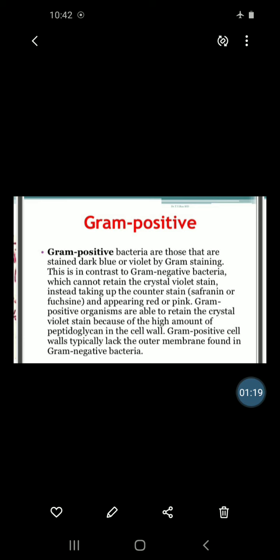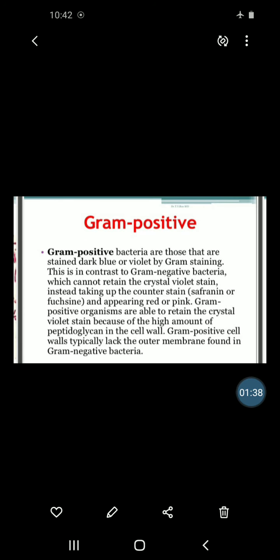Whereas the gram-positive organisms are able to retain the crystal violet stain because of the high amount of peptidoglycan which is present in the cell wall. Why do these bacteria retain the crystal violet stain? Because these gram-positive bacteria contain a high amount of peptidoglycan in the cell wall.